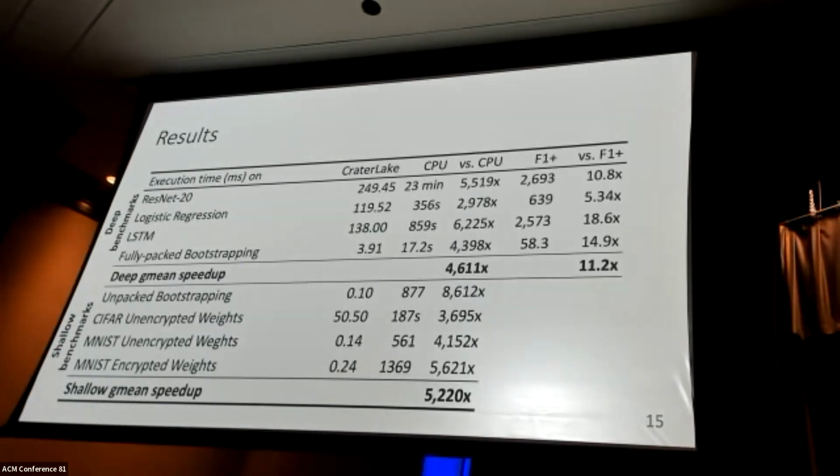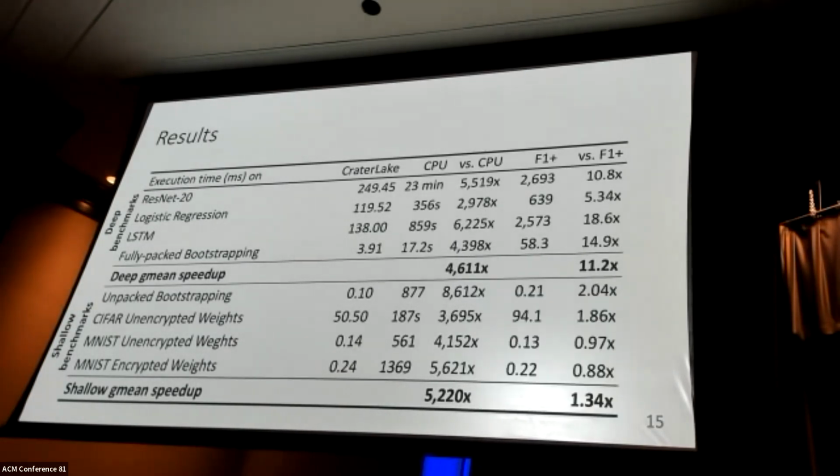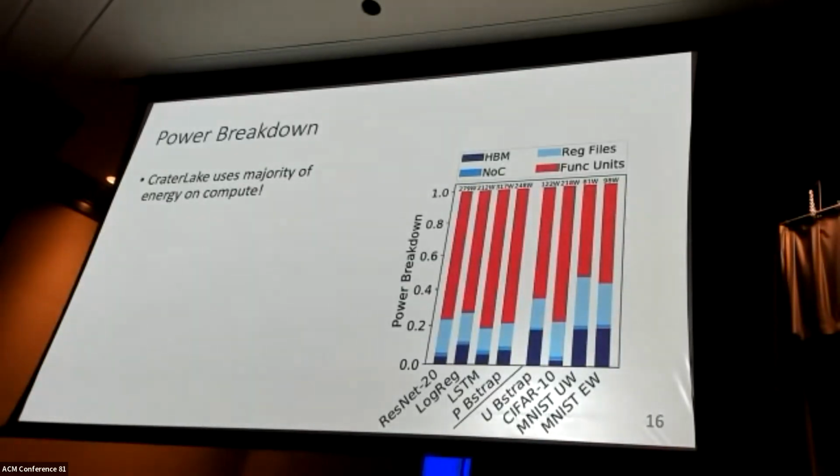We also compare to F1+, and we see an 11x gmean speedup on these benchmarks, and up to 18x speedup. We also compare the shallow benchmarks against F1+, and we see a much smaller speedup, about 30% gmean. And this really indicates that prior accelerators, while they work well on shallow benchmarks, cannot handle deep FHE programs well.